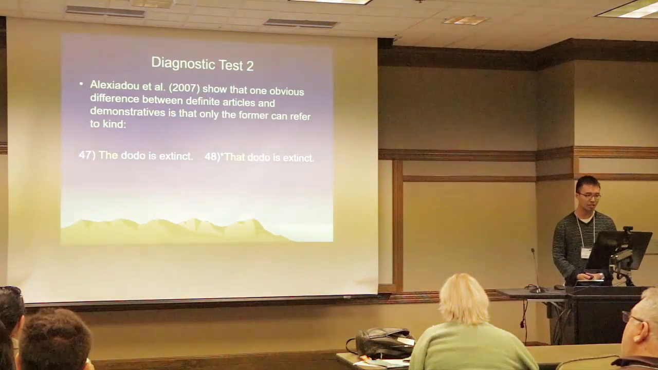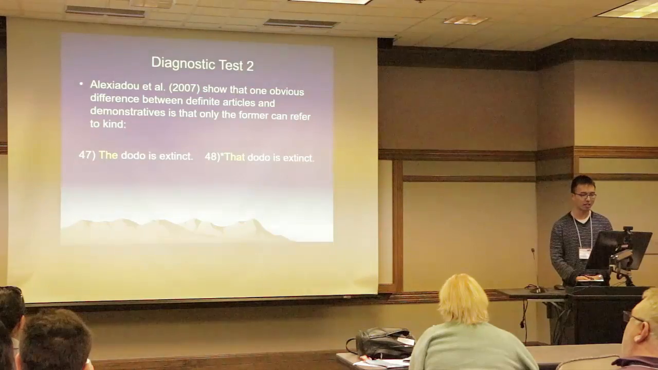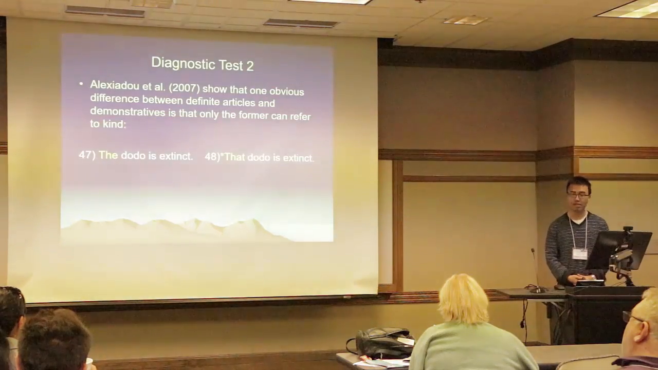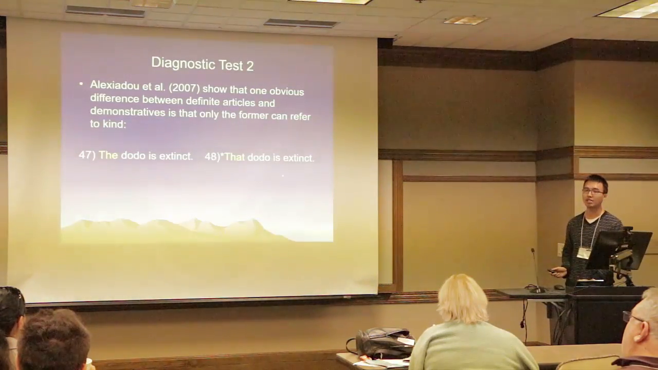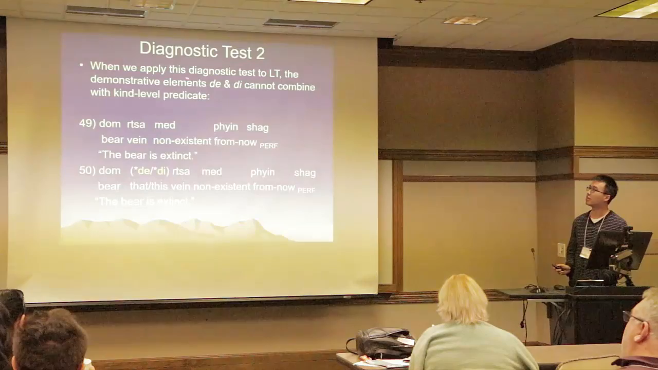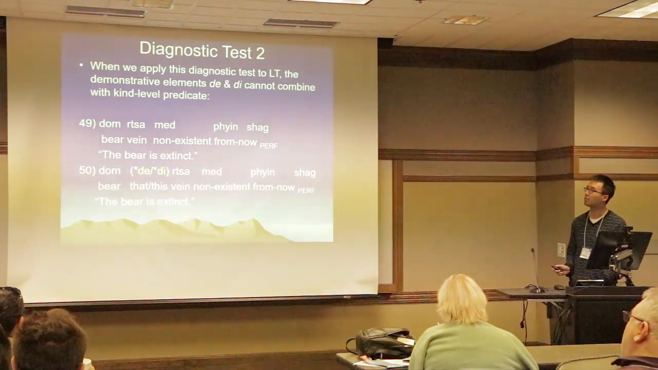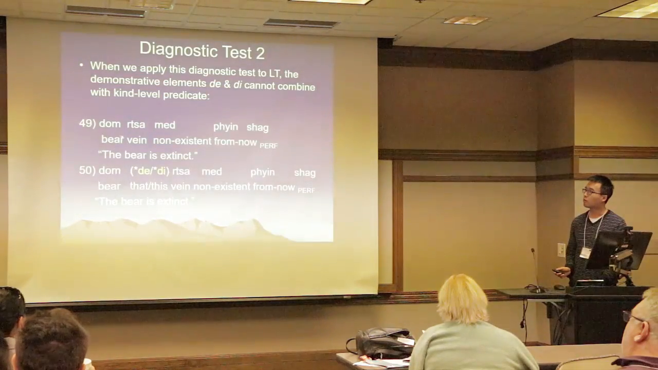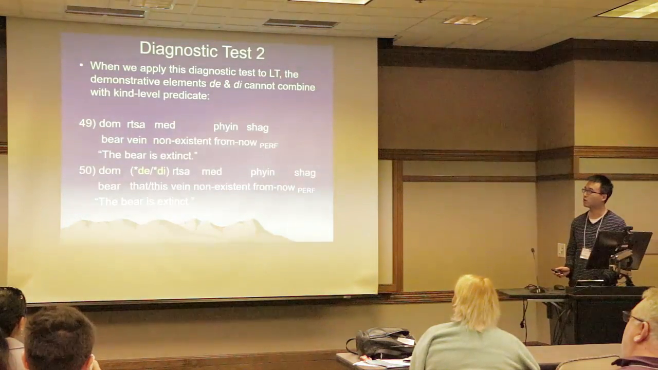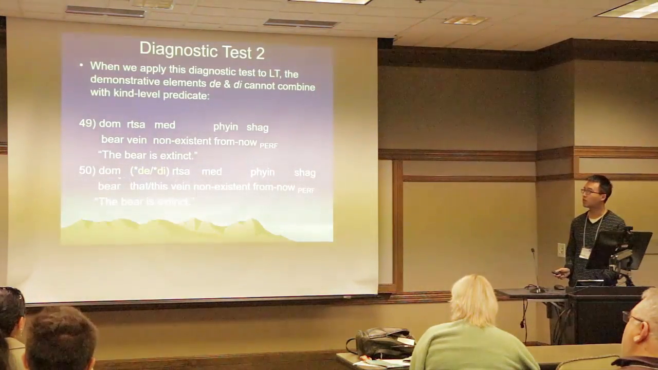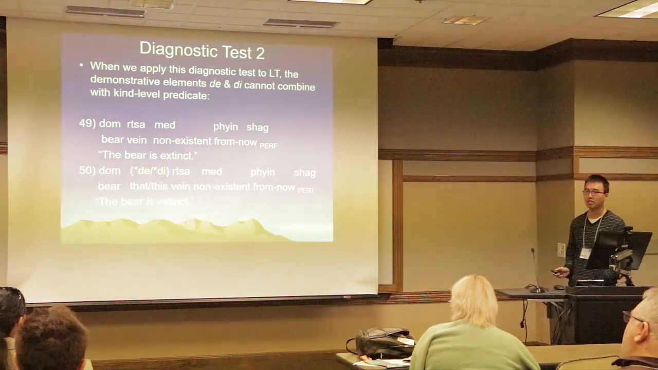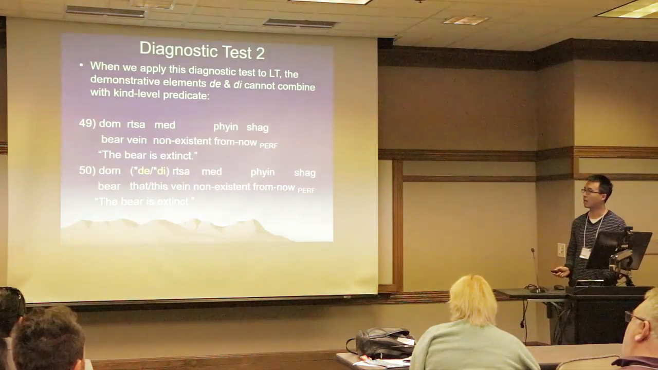As for diagnostic 2, Alexiadou, Schade et al. showed that one obvious difference between determiners, definite articles, and demonstratives is that only the former can refer to a kind. So we can say the dodo is extinct in English, but we cannot say that dodo is extinct to refer to a kind. When we apply this test to Lhasa Tibetan, the demonstrative elements cannot combine with a kind predicate. So here, for example, we have the bear is extinct. We can use the bare noun here to indicate the bear is extinct, referring to a kind. However, we cannot use tongte or tongti, the demonstrative element, here, which indicates that those are not determiners in Lhasa Tibetan. It's not like the English example here.